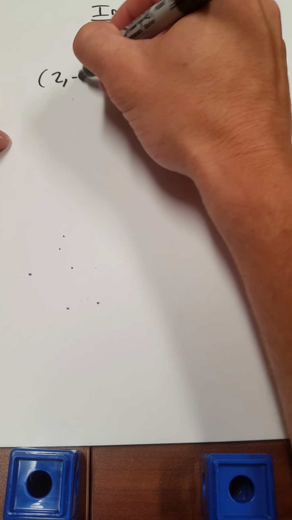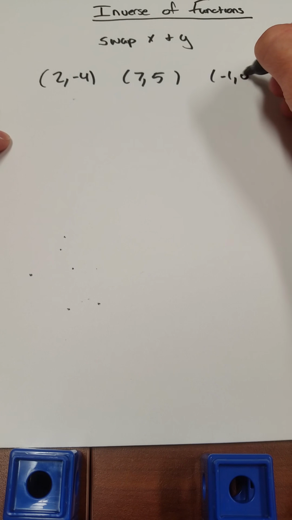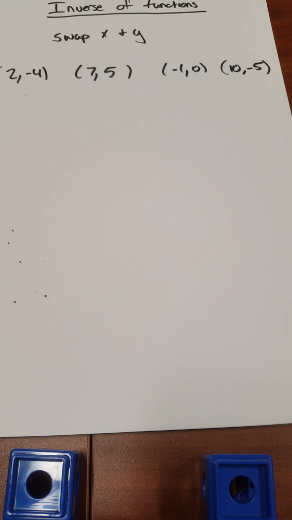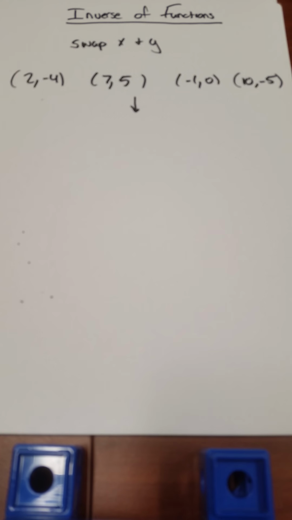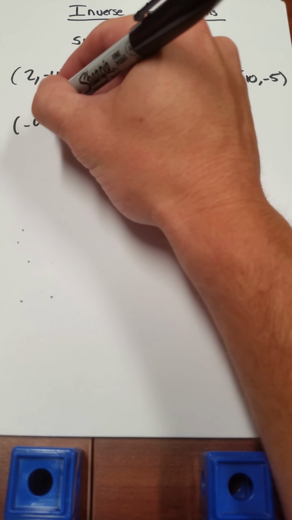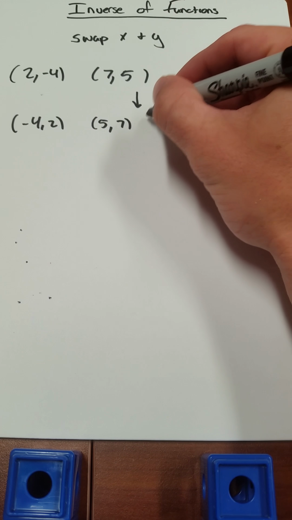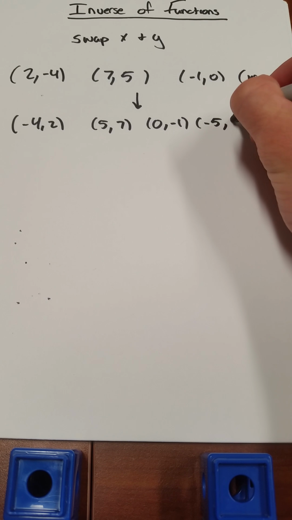So for example, if I have a set of ordered pairs, maybe that's my set of ordered pairs, all right? And they ask me to find the inverse of it. Well, that just means simply swap x and y. So now this point becomes -4, 2. This point becomes 5, 7. This point becomes 0, -1. And this point becomes -5, 10.